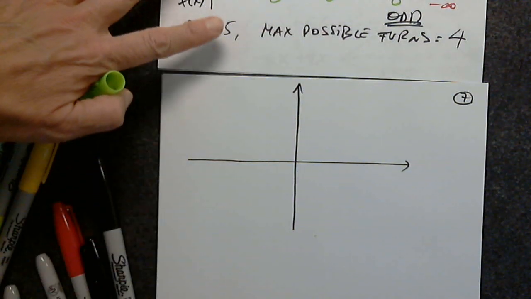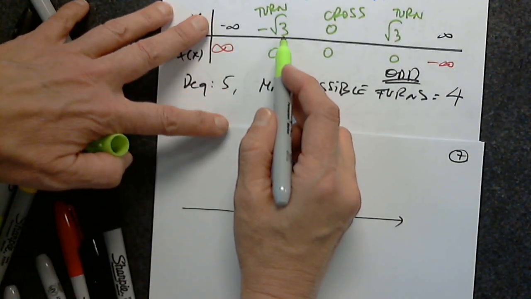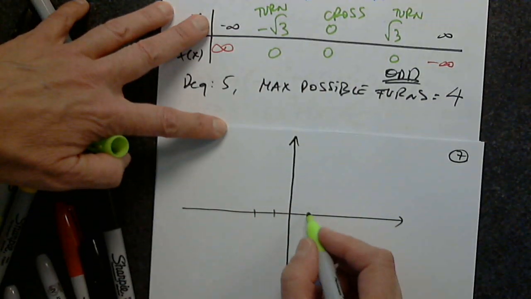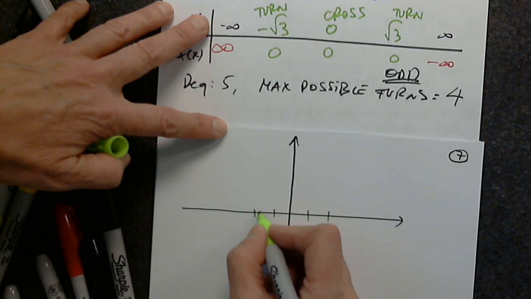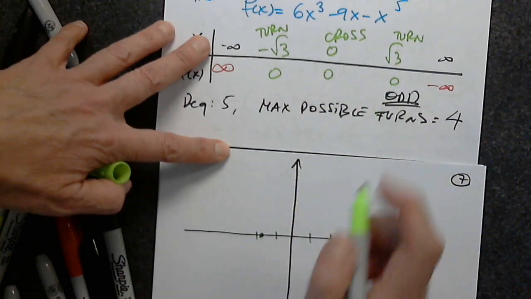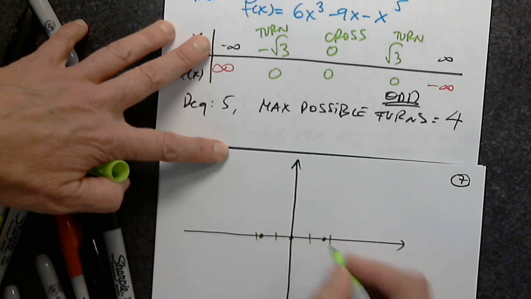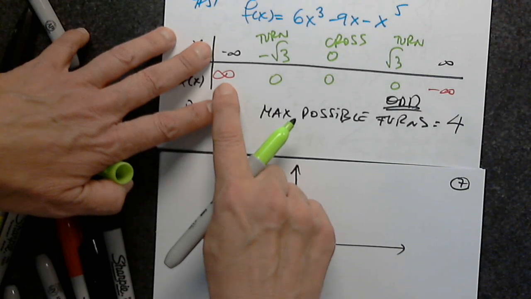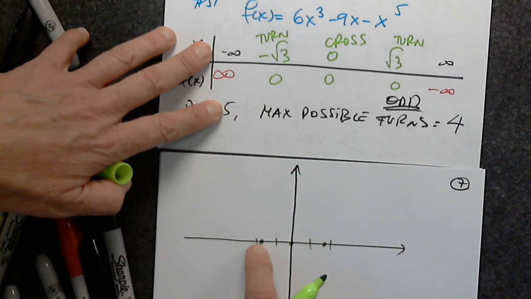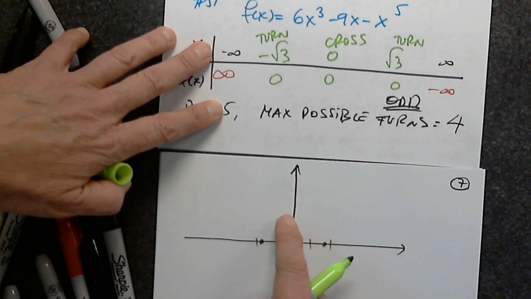Okay, so I have to plot this point, which is roughly negative 1.7. So negative 1.7, I'm going to say it's here. Then I have to plot this point, which is here. And then on the other side, 1.7, which is here. Okay. The function is coming from infinity, and it has to turn here. Obviously, it has to go to a maximum. It comes back, and it crosses straight.